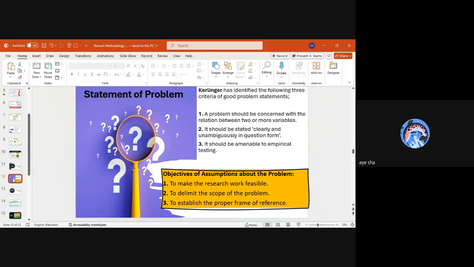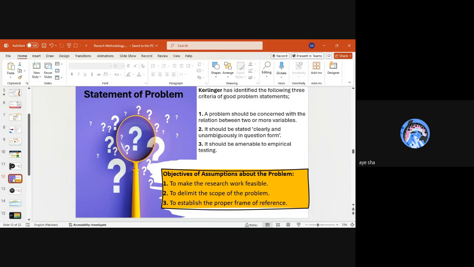Okay, and it should be amenable to empirical testing. As I already mentioned, empirical research is something that can stand alone, right? It focuses on observation and experience, without giving much importance to the system or the theory. So you have to keep that in mind. It should be a standalone statement.